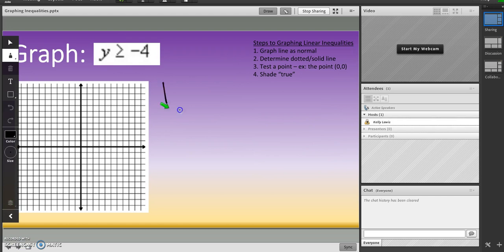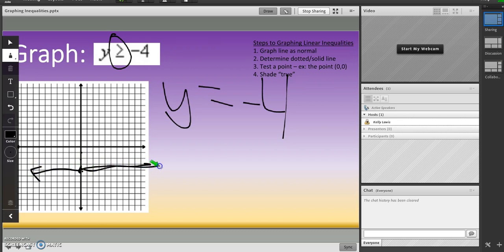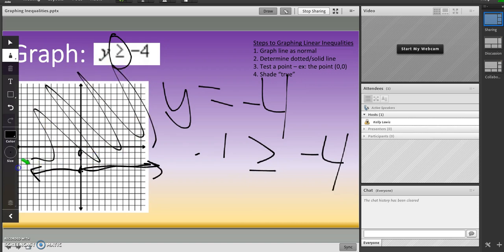All right, let's try this one. y equals -4. Oh, and it's solid too. Solid line. Pretend that's a straight line and it goes through -4. That's awful, guys. Okay, and let's pick any random number for y. Let's pick, I don't know, -1. Is -1 greater than or equal to -4? Yes. And -1 is right here. So we're going to shade all of this. This is a horizontal line, by the way.